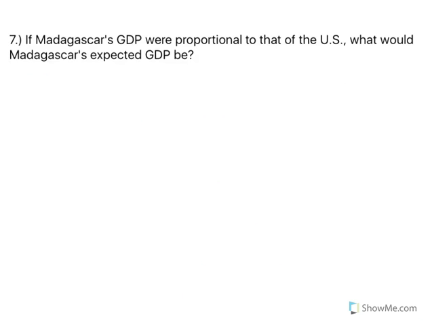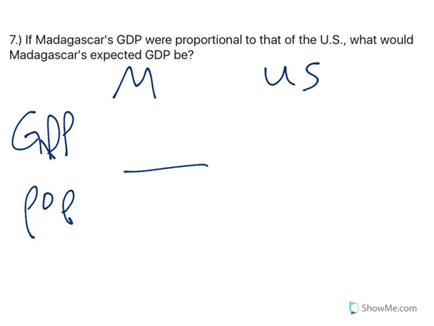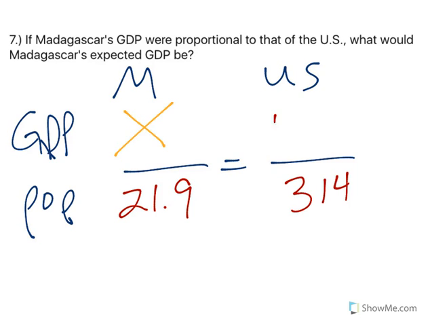And the last question on this page, what about Madagascar, who has a really low GDP? If they were the same as the U.S., what would Madagascar's expected GDP be? So we're going to set it up the same way. We got Madagascar, we got the U.S., we got GDP, and we got the population. Okay, so again, recall that they said we're talking about what would Madagascar's GDP be. So that's where our unknown comes in. And the other three we get from our table. So the population of Madagascar, 21.9. Population of the U.S. goes on the bottom, 314. The GDP of the U.S., 16,244. And again, we cross multiply.